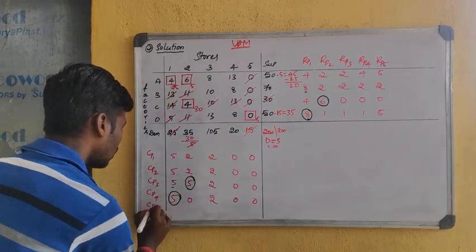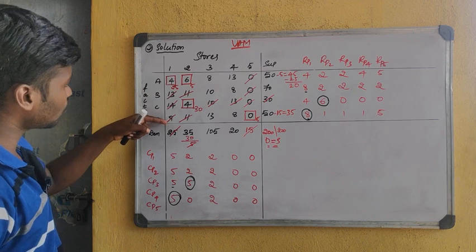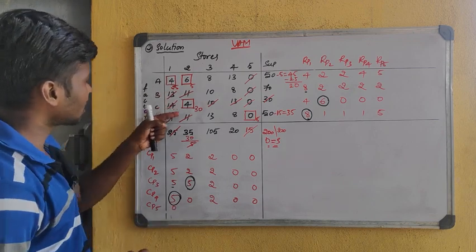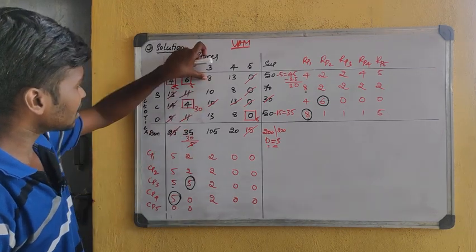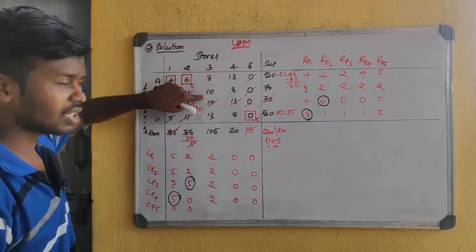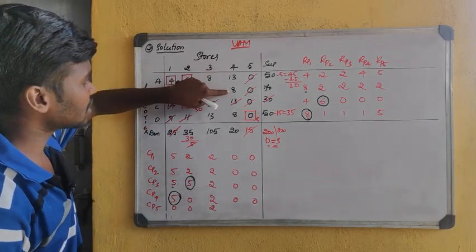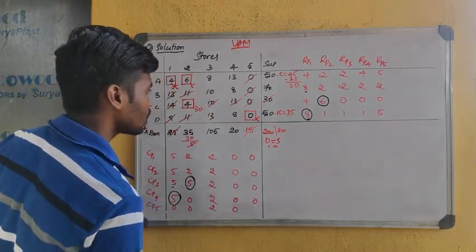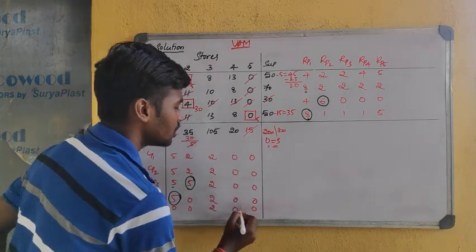In a similar way you have to calculate the column penalty 5. In the first column there is no first list number and second list number, hence your penalty will be 0. In the second column also your penalty will be 0. In the third column, first list is 8 and second list is 10, hence your penalty will be 2. In the fourth column, first list is 8 and second list is 8, hence your penalty will be 0. In the fifth column also your penalty will be 0.